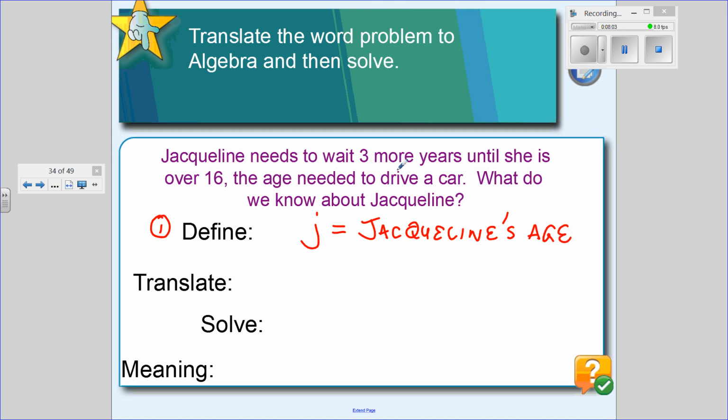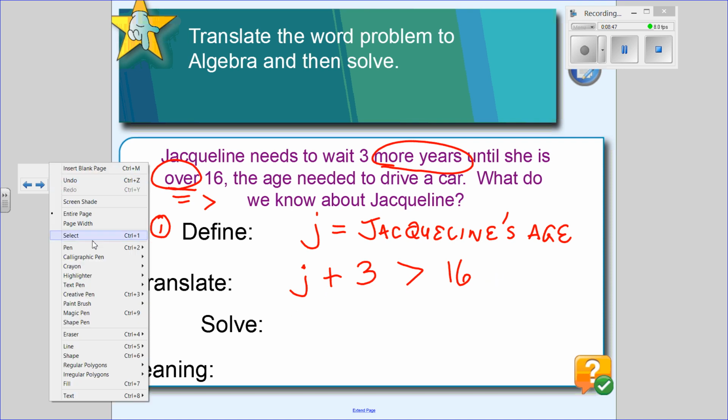Jacqueline needs to wait 3 more years until she is over 16. All right, interesting. So J stands for Jacqueline. 3 more years, that would be more years. 3, so it's going to be J plus 3 to be over the age of 16. Over, which word is that? Well, it's not equal to 16, or it's not at least 16. It's saying definitively over 16. So that's going to be our greater than symbol. Okay, over is the greater than symbol here, and then I'll write 16. So when I add 3 years to Jacqueline's current age, it results in over 16. All right, so solve.